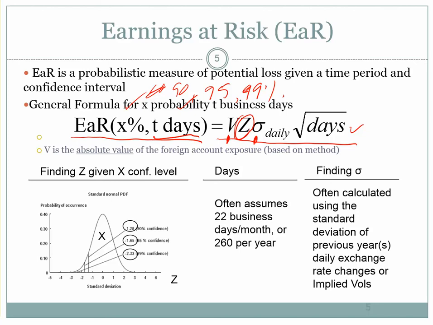And I'll give these to you if you need them on an exam or a project. If you choose a 90% confidence interval, the Z is 1.28. If you choose a 95% confidence interval, the Z is 1.65, and 2.33 for 99%. So let's go ahead and calculate it, and then we'll talk more about the confidence intervals.